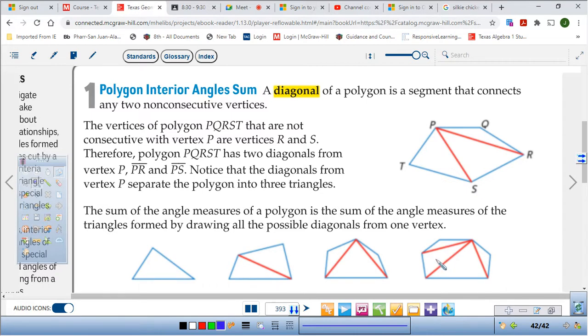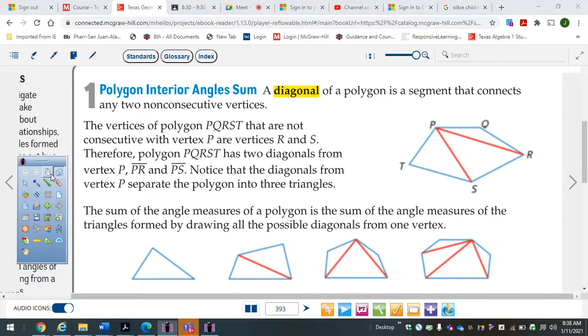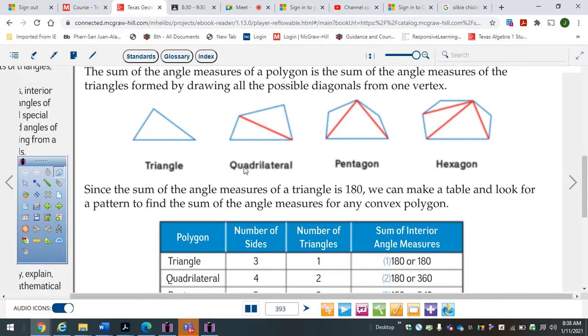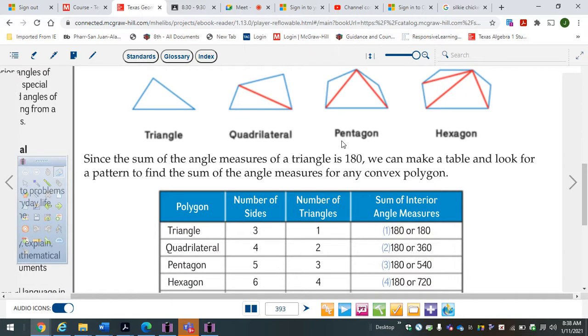Pretty cool. So remember, the sum of the angle measures of a polygon is the sum of the angle measures of the triangles formed. So we add up all these triangles, that's how many degrees are in this shape. Whatever the shape is, however many triangles you can form is the degrees of the interior. So in a triangle, you could only form one triangle. In a quadrilateral, you can form two triangles, so you could have 180 plus 180. Pentagon, 180, 180, and 180. I don't know what that is anymore. Amount 540.